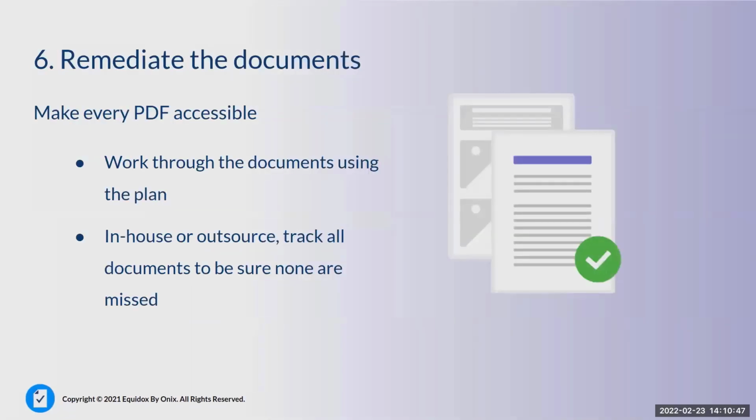So step 6 would be to remediate the documents, making every PDF accessible. That means working through the documents using the plan, whether that be in-house or outsourcing, and tracking all of the documents to be sure that none are missed. If you're using a tool to remediate documents, you also need to make sure that you're confirming that everything is in fact accessible before you post it to the website or distribute it to your clients, whatever it may be.